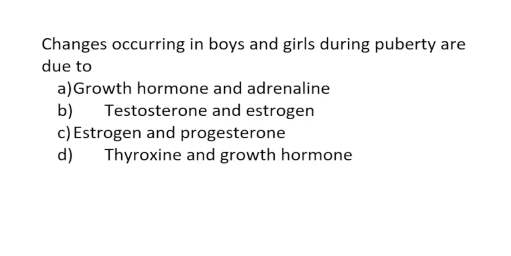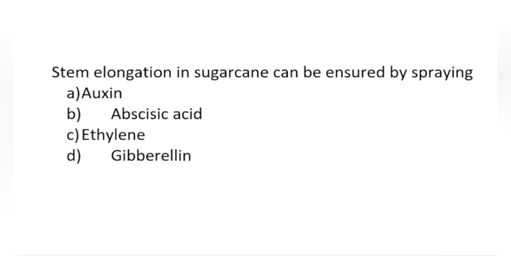Changes occurring in boys and girls during puberty are due to. During puberty, sex hormones start to secrete, and here the male sex hormone is testosterone, secreted from the testes, and the female sex hormone is secreted from the ovary, that is estrogen. So here the answer is testosterone and estrogen.